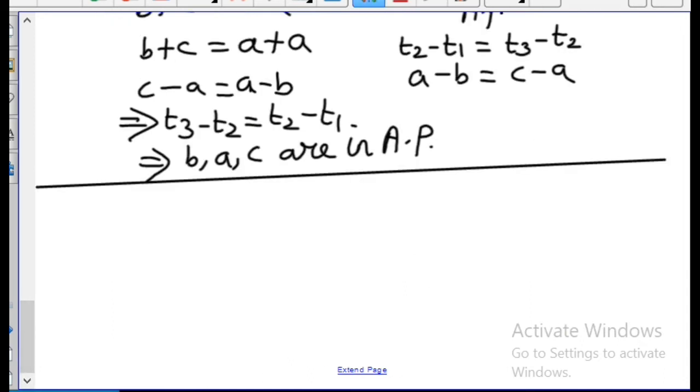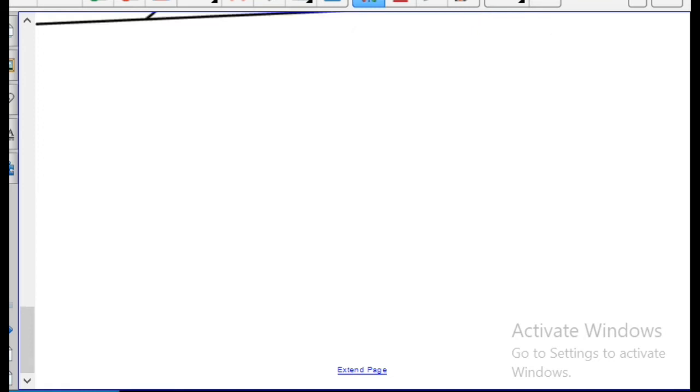Next one, fourth sum. The fourth sum is also the same as this. You have to find the discriminant and simplify. If a, b are real, then show that the roots of the equation are real and unequal. Here you have to find, and the answer will be 0.